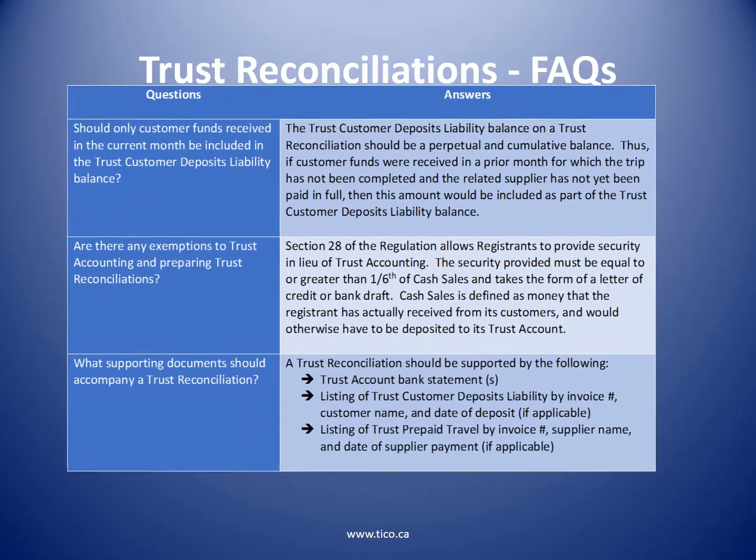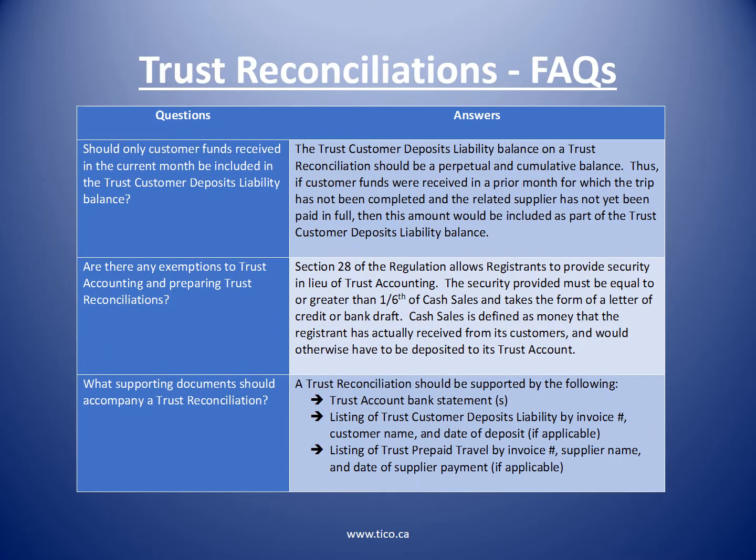Let's take a look at some frequently asked questions. Question number 1. Should only customer funds received in the current month be included in the trust customer deposits liability balance? The trust customer deposits liability balance on a trust reconciliation should be a perpetual and cumulative balance. Thus, if customer funds were received in a prior month for which the trip has not been completed and the related supplier has not yet been paid in full, then this amount would be included as part of the trust customer deposits liability balance.